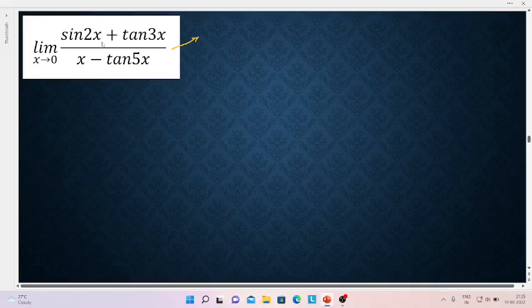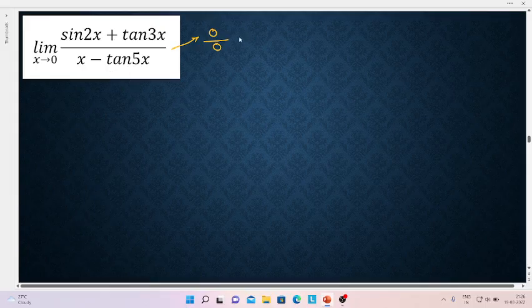So when you put x equals to 0 in the numerator, sin 2x plus tan 3x, it will give you sin 0 plus tan 0, and the value of sin 0 is nothing but 0, and the value of tan 0 is nothing but 0, right? So 0 plus 0 will be 0, so the numerator becomes 0. Similarly, if we put x equals to 0 in the denominator, it gives 0 minus tan 0, which is 0 minus 0, which is 0. So after substituting the value of x in the numerator and the denominator, it gives me 0 upon 0, right?